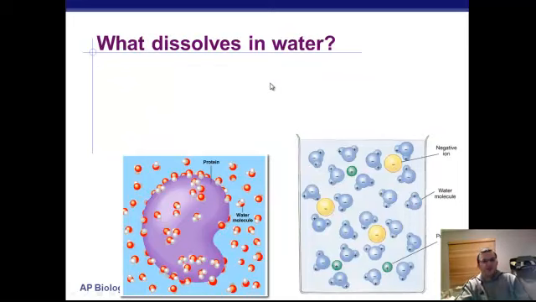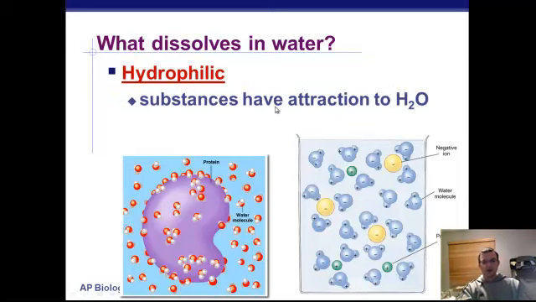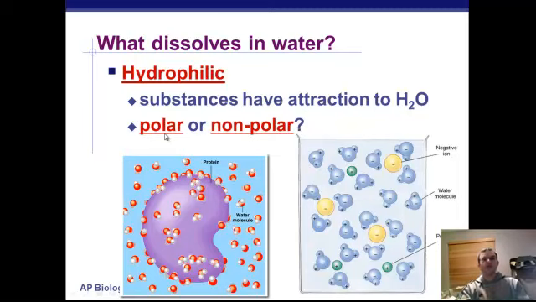So what kinds of things dissolve in water? I already told you. Things that are polar, just like water. What we call that is a hydrophilic substance. Hydro meaning water, philic meaning it loves it. So substances that have an attraction to water, we call them hydrophilic. You've heard the term "like dissolves like." That means if water's polar, it's probably going to dissolve things that it's like, which means it's going to dissolve things that are polar.